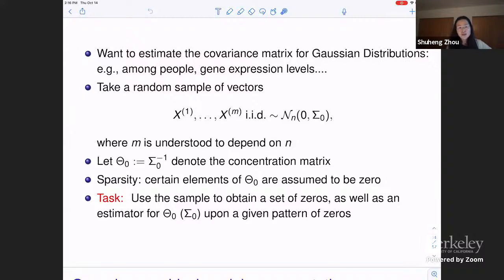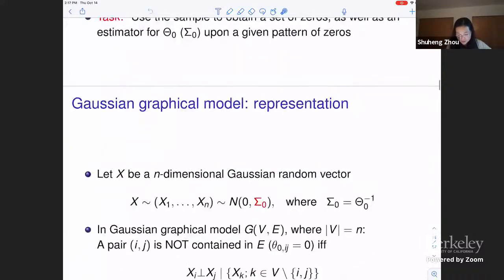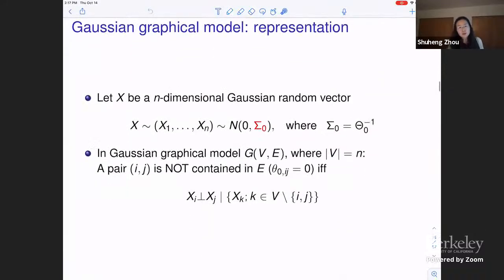And theta, which we typically call the concentration or precision matrix, is the inverse of the covariance. For the Gaussian model, certain elements of theta are assumed to be 0, and we want to use the IID sample to obtain the set of zeros as well as the estimator for theta and sigma given the pattern of zeros. So this is a typical slide I show when I talk about the classical Gaussian graphical model. In the classical Gaussian graphical model, of course, the zeros encode conditional independence. Meaning if two genes are not connected, given the rest of the graph, these two genes are independent given all the other genes.